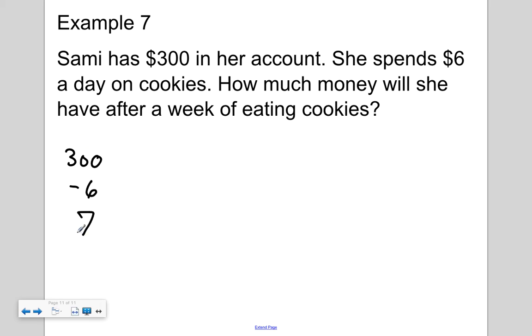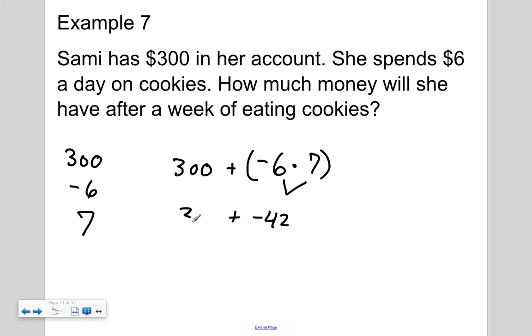That's positive 7. So again, I want to see how much something is changing by. What's the change as far as how much money she's spending? So I know every day she spends $6 on cookies and she does it for 7 days. That's going to be repeated addition. So I'm going to use negative 6 times 7 to tell me how much she's actually spent. I'm also going to be combining this because this is money that she's spending. This 300 is the money that she already has. I'm going to be adding these together in order to find how much money she has left. So negative 6 times positive 7 is going to give me negative 42. 300 plus negative 42 is going to give me $258 because she's only spent $42 on cookies.